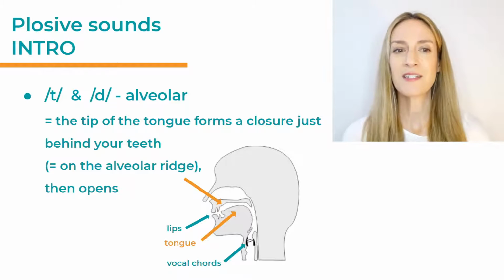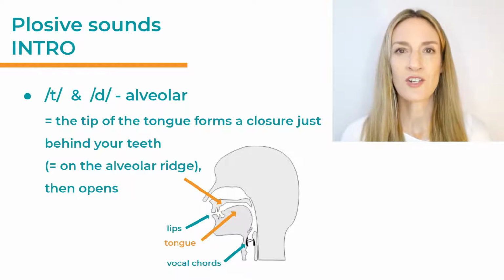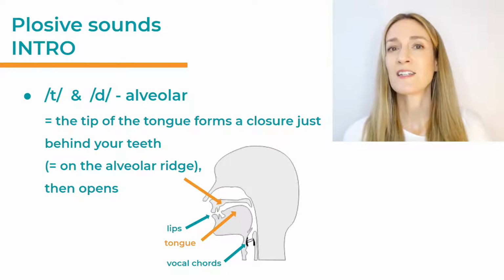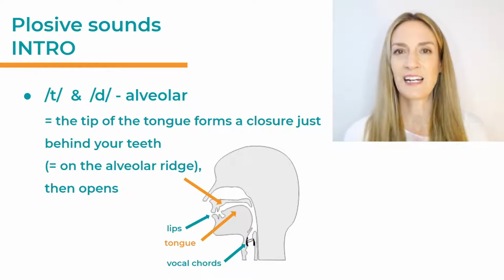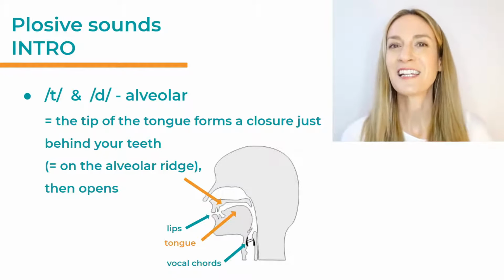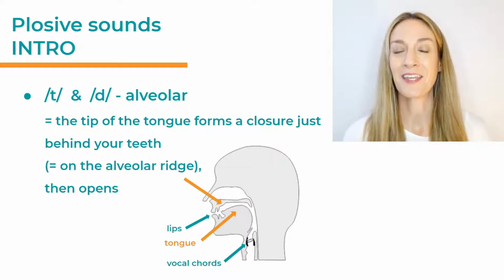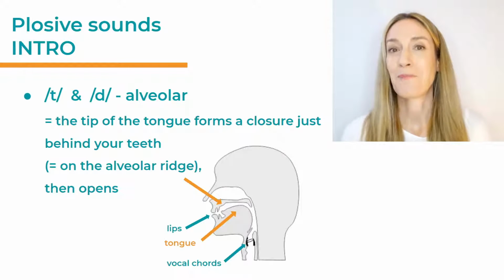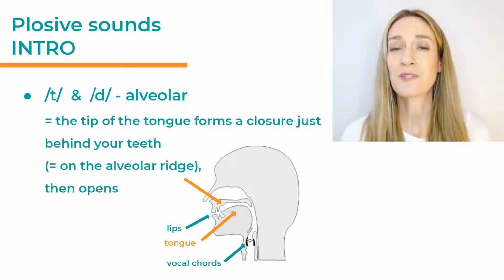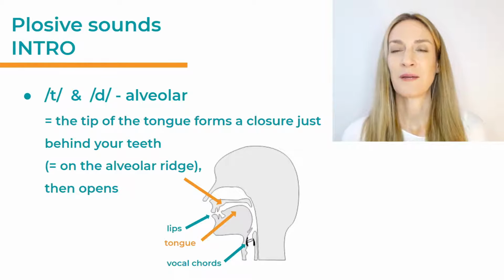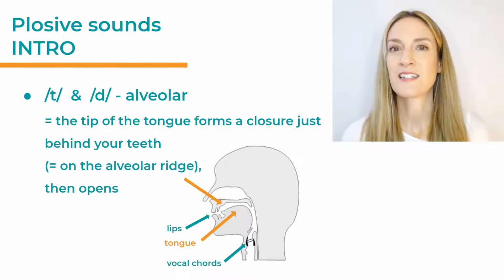So the tip of the tongue forms a closure just behind your top teeth. Now, when you feel with your tongue in your mouth behind the top teeth, there's a little ridge behind the top teeth, and that ridge, or that bump, is called the alveolar ridge. And the tip of your tongue forms a closure when we say t and d.